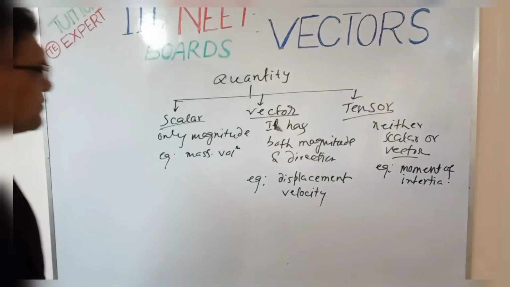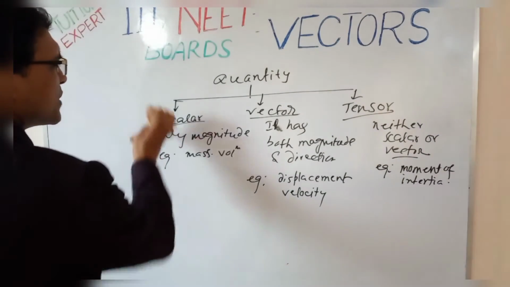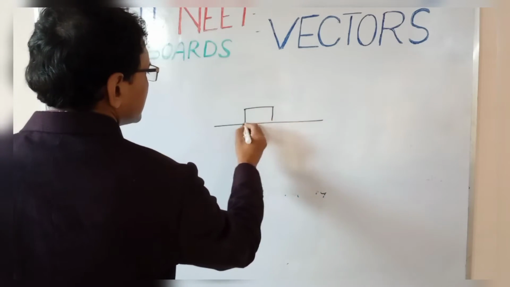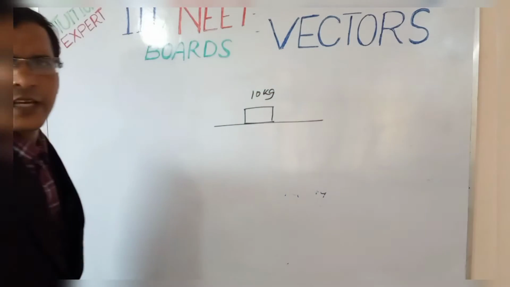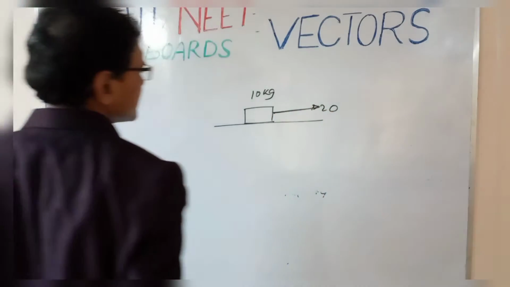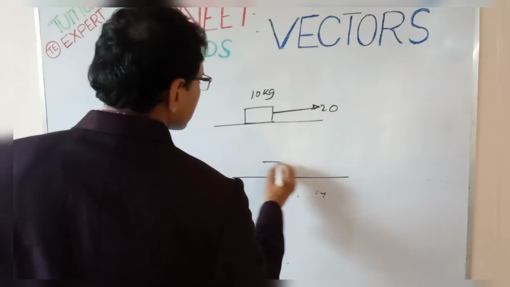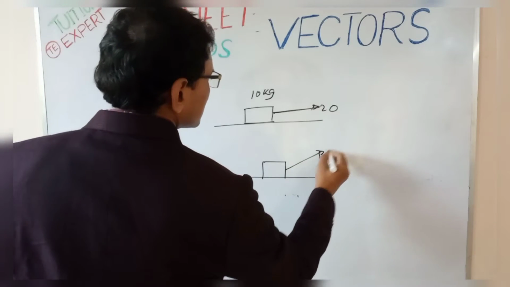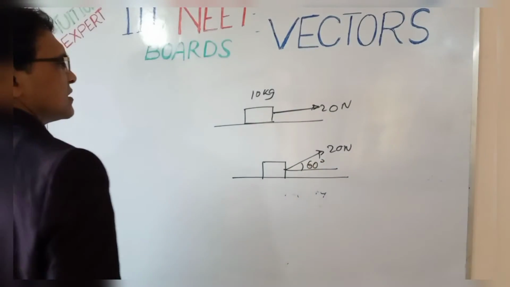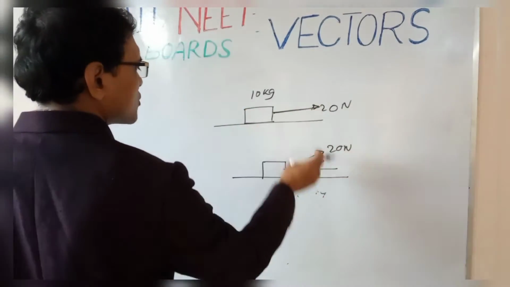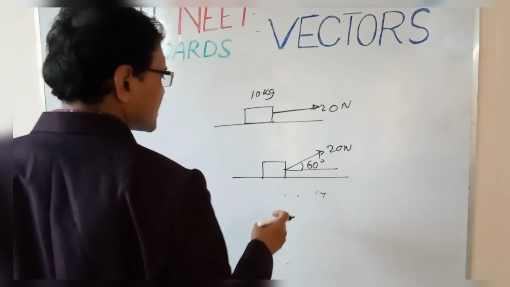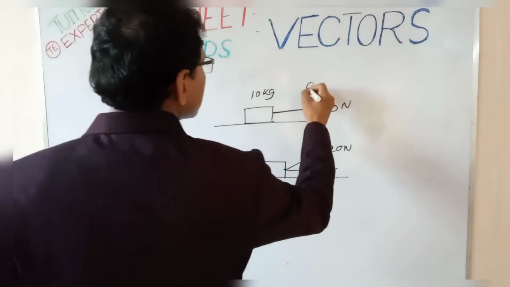Now why is direction important to mention a vector? Just follow. Suppose here is a block of mass 10 kg. A force of 20 Newton acts along the horizontal direction, and with the same mass and same force, it is directed at an angle of 60 degrees with the horizontal. Mass is the same, force is the same, but one is directed along the horizontal and the other at an angle of 60 degrees with the horizontal. So what is the acceleration here?